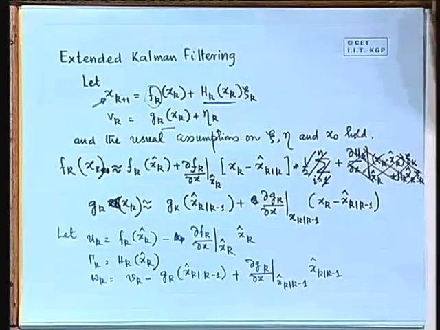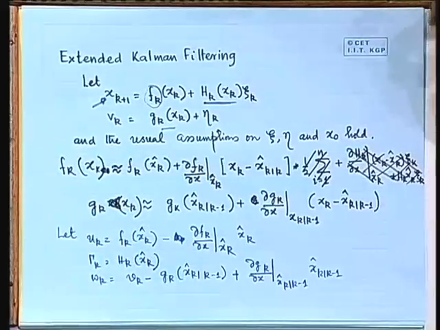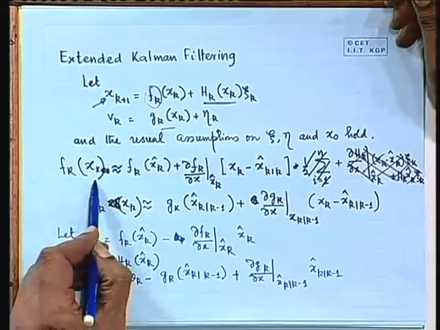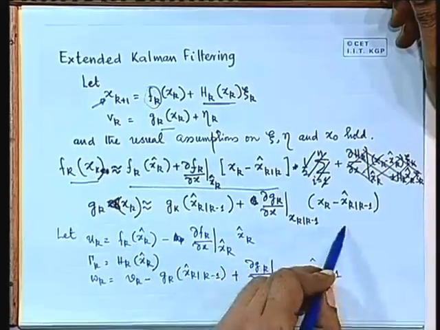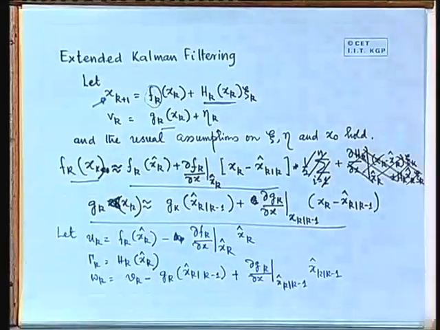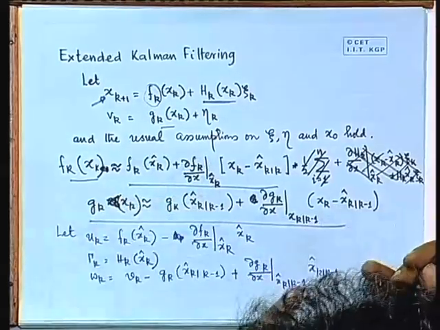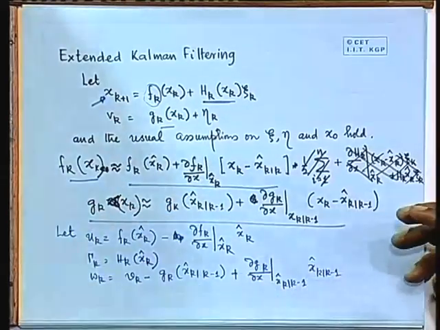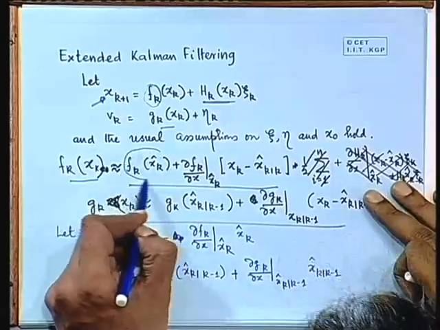The basic idea of linearization of any nonlinear system is to break it into a Taylor series approximation. I am sure you are familiar with linearization of nonlinear systems. So you break up f and g into their Taylor series, and now you see what is happening. This term is known. Can you see this? That is, this term is known.